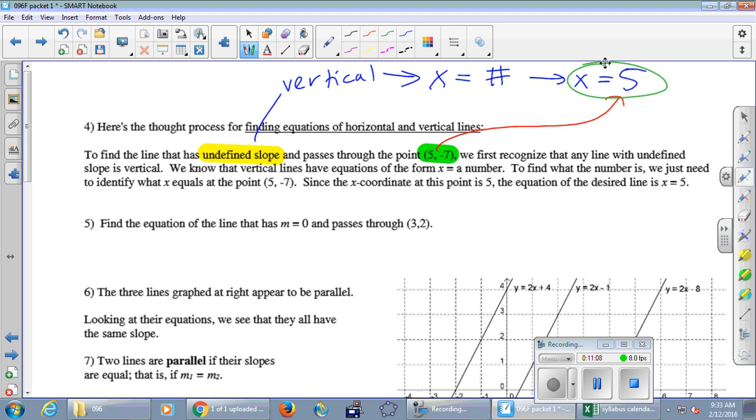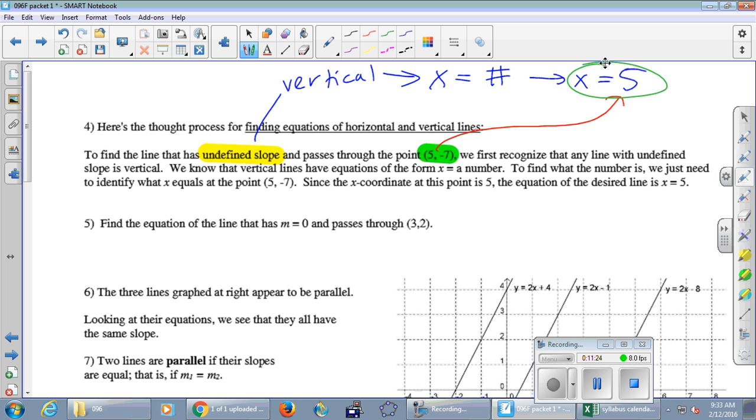What piece of info in this given problem was completely irrelevant to us? The -7. We could care less. It made no difference at all. That wasn't the thing that was important about that point. It was the x. Okay, so here's a similar one in number 5.